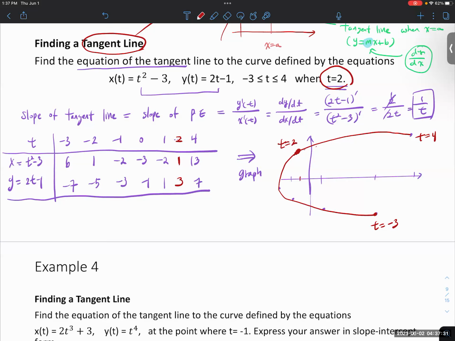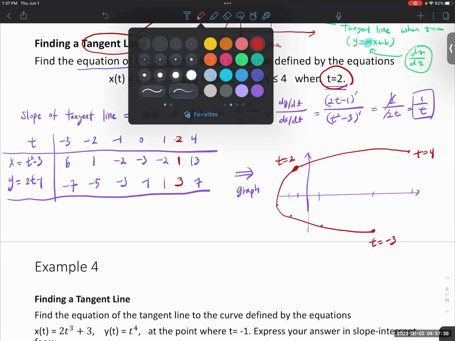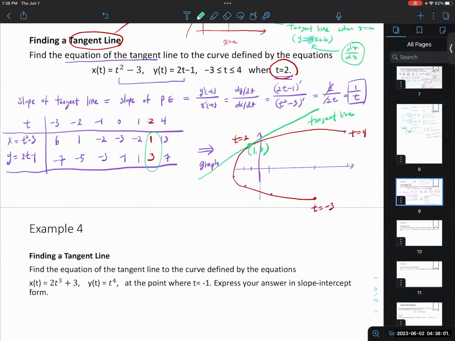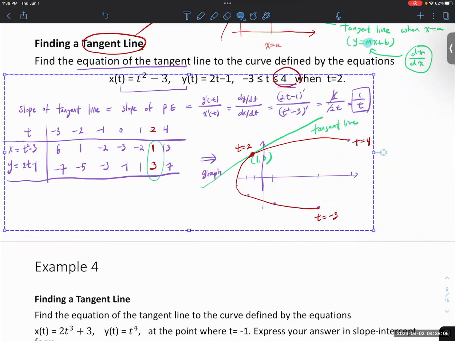So what we are looking for is the tangent line, isn't it? Let me minimize it. I'm looking for the tangent line when t equals 2. This is the tangent line. It only touches at t equals 2 right there. I'm looking for this green line. Am I correct? We already know the slope, right? And at t equals 2, they're touching (1, 3). So we have all the information.